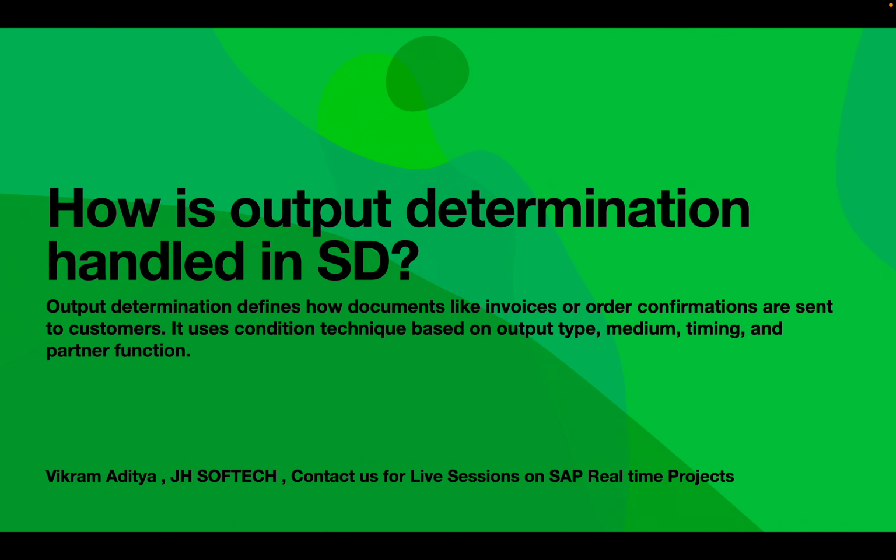How is output determination handled in SD? Output determination defines how documents like invoices or order confirmations are sent to customers. It uses condition techniques based on output application, output type, medium, timing, and partner functions.